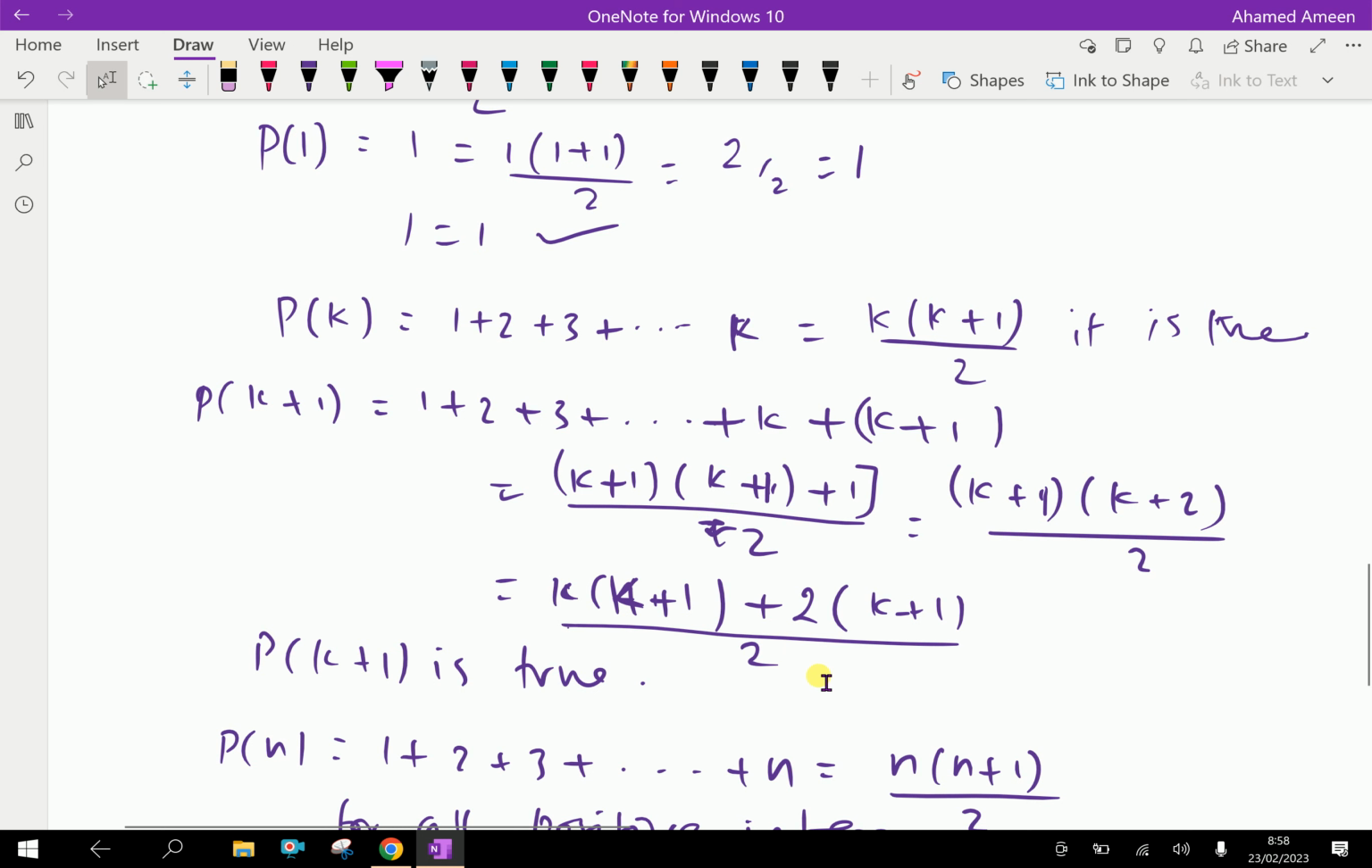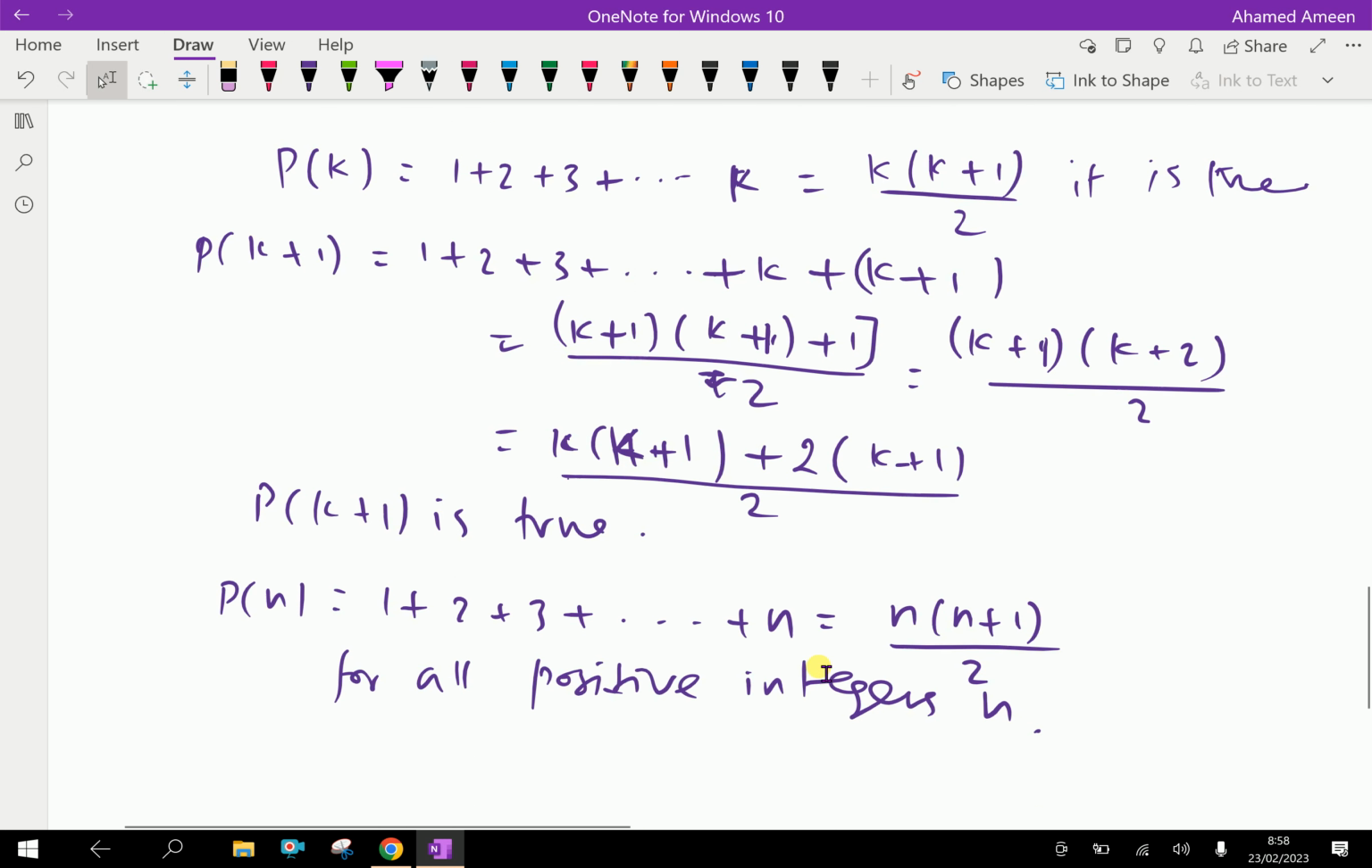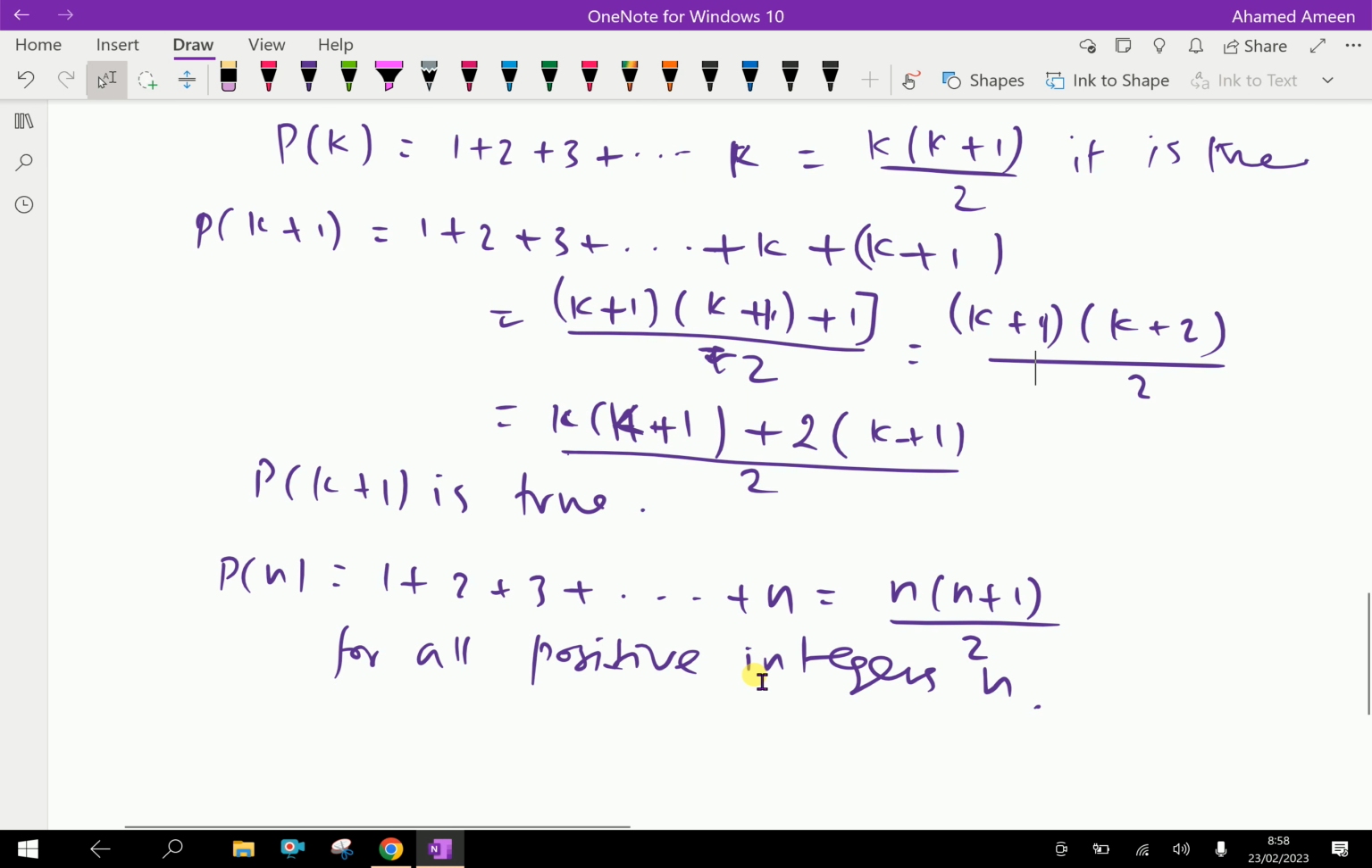Which we can write further as k plus 1 into k plus 2 by 2. Therefore, you can say P of k plus 1 is true.